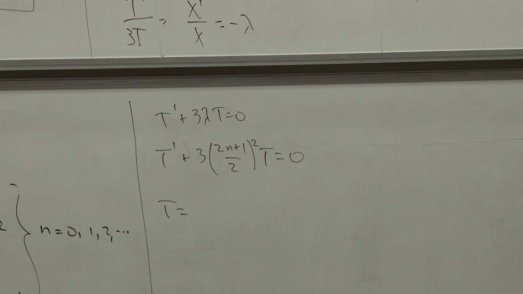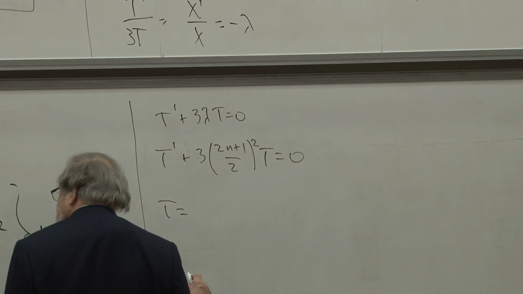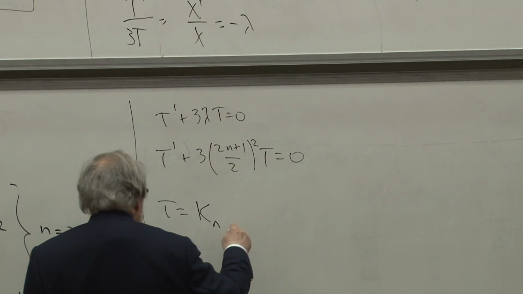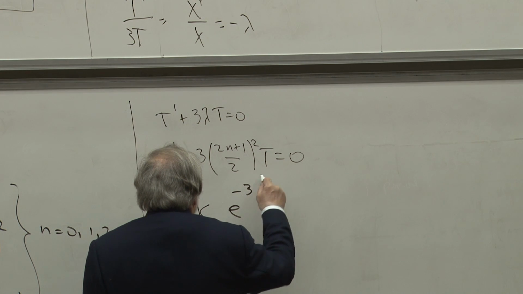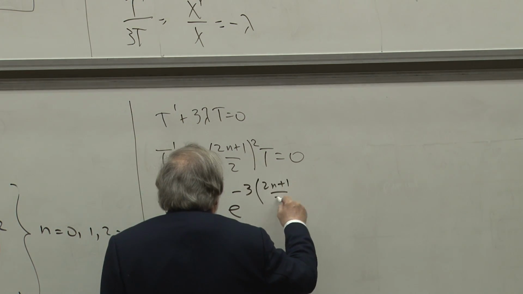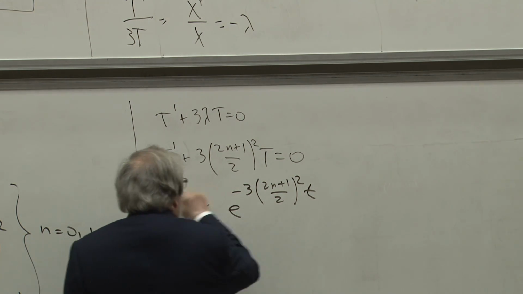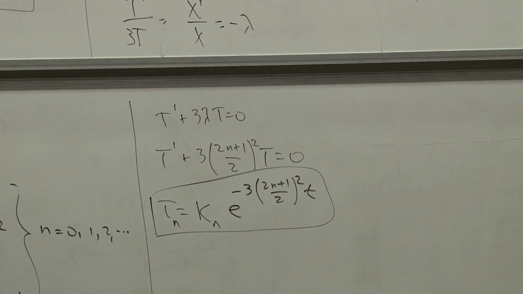Let's face up to the fact that after 14 weeks of this course, you're the survivors. You ought to be able to do some of the simple stuff. So the solution here, I'm going to call it k sub n, e to the negative 3 times 2n plus 1 over 2 squared t. And let's call that t sub n. So we have that.